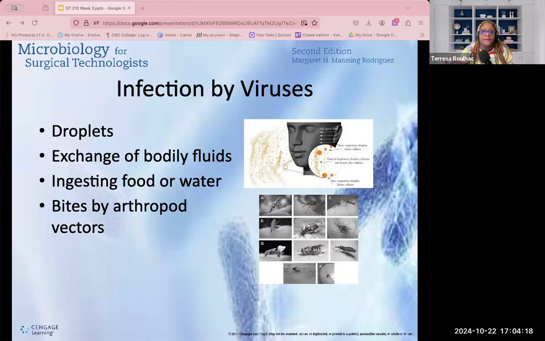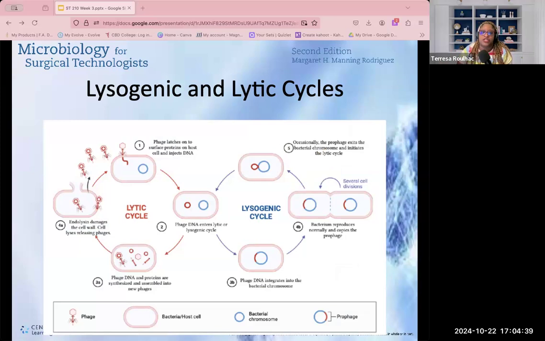And then we look at bites by arthropod vectors. Some insects, mosquitoes, ticks, fleas, they carry germs. Now, when these insects bite a person, they can, of course, pass the germs into the bloodstream, which causes the infection. We get lysogenic and lytic cycles.